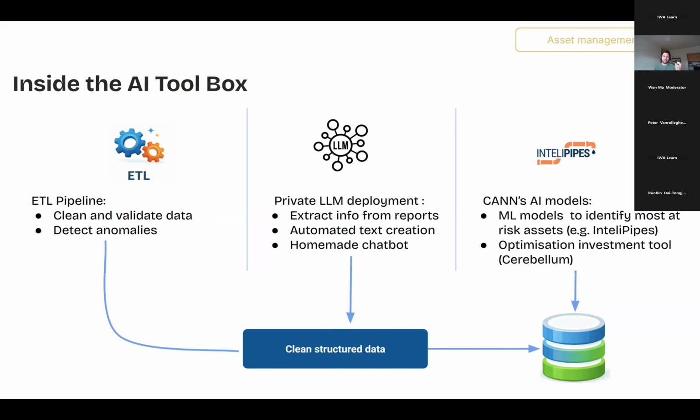IntelliPipe is like the heart of that tool, right? It was developed originally for pipes, and we call it IntelliPipe, but now we do it for other assets. It's still the name that we use, but it's just a model to identify the most at-risk assets. So that's the heart. And then I'm going to talk quickly about the brain that we also developed, which we call Cerebellum, the optimization of investment tool.